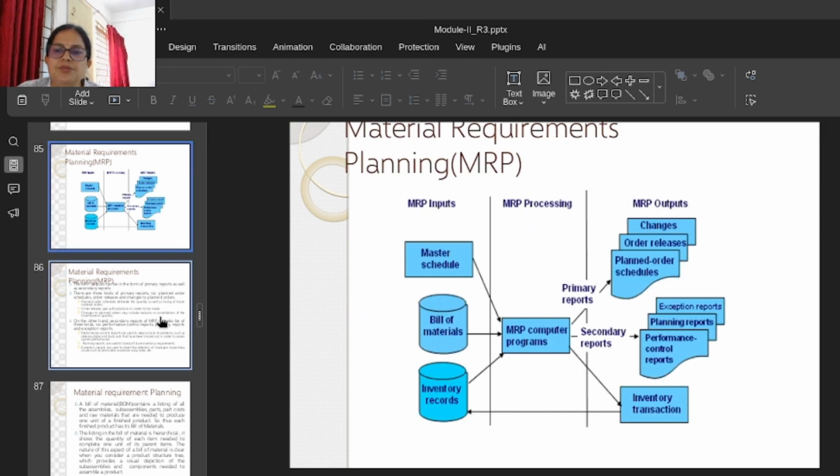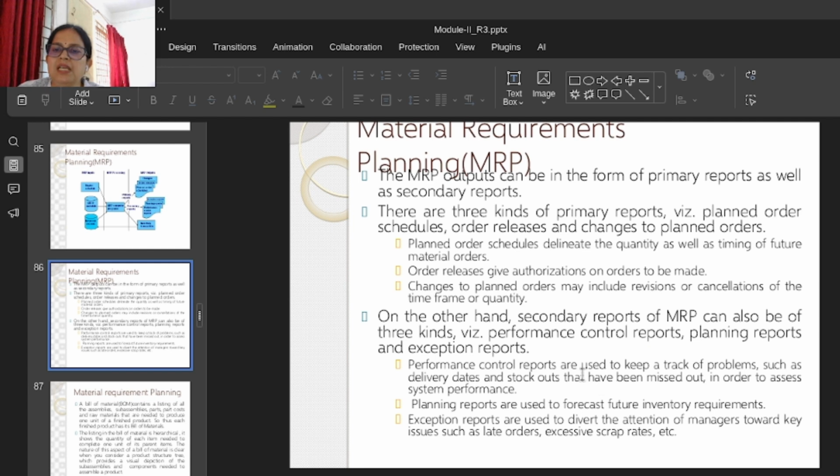This performance control report is used to keep track of problems such as delivery dates and stock outs that have been missed, in order to assess system performance. Performance control report means if any mistakes happen, such as a delay in the delivery date or stock outs, then we can go for checking and get the performance control reports.